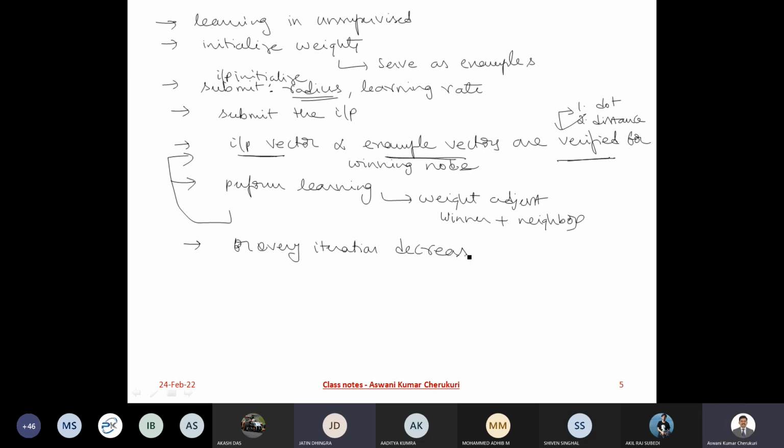decrease. Remember, this is not there in the other learning algorithms which so far we discussed. See, whenever you have the training, you keep the learning rate constant. But remember, in the case of self-organizing map, you decrease the learning rate. And also, if it is required, you reduce the radius. Okay, and then check for the convergence. So these are the steps involved in the self-organizing map.